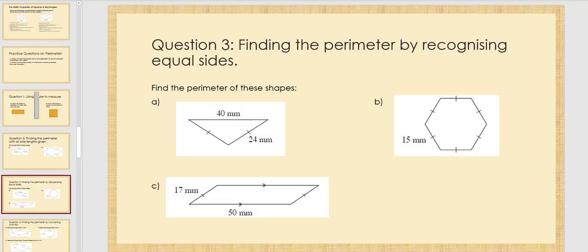Okay. Our next question asks us to once again find the perimeter of these shapes, but by recognizing equal sides. So you can see that there are some sides that don't have numbers, don't have the actual length of the side, but using our knowledge of what sides are equal, depending on how many dashes we see or arrows, we can work out what the other side length is. So have a go first.